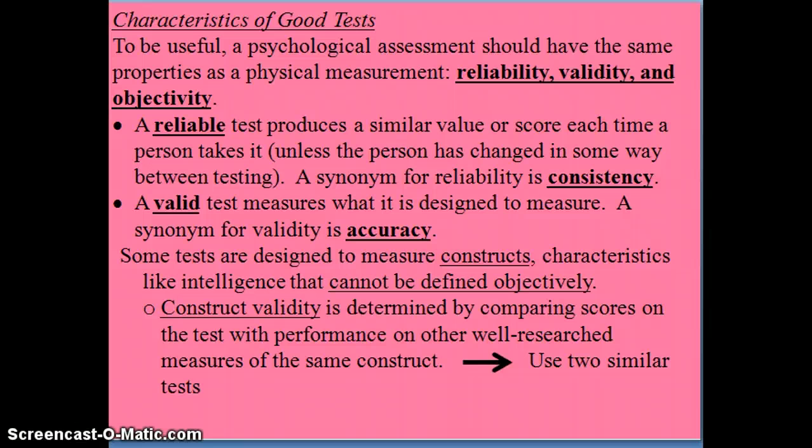Now, if we're going to create a good test, and we know that most tests are going to be fallible in any way, shape, or form, but we strive to make the best test that we can, the good tests are going to be reliable, valid, and objective. And reliable means the same thing as consistent. Are you going to get the same results every time you take the test? A valid test is going to be accurate. Are you actually testing what you think you're testing?